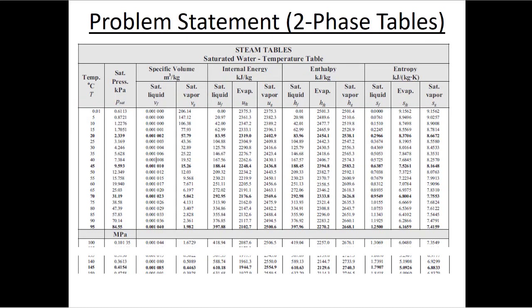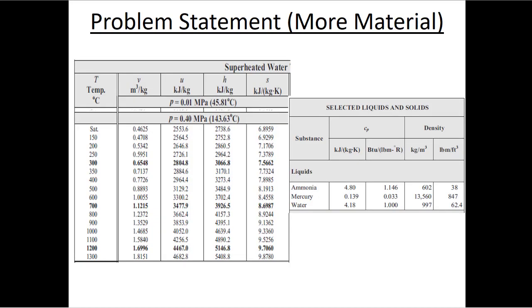So in addition to the problem statement, we're also given a bunch of reference material. So we have some steam tables here for saturated water, which means some two-phase mixture of saturated liquid and saturated vapor. We're given some superheated water data, and we're also given some data for the specific heat for a variety of different materials, including water.